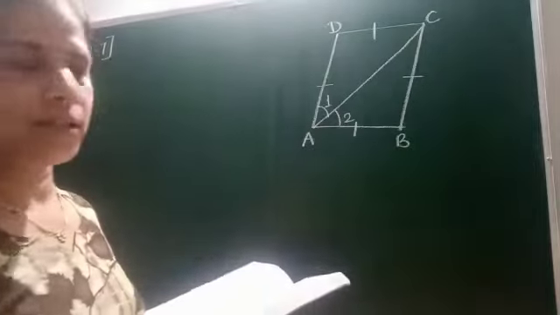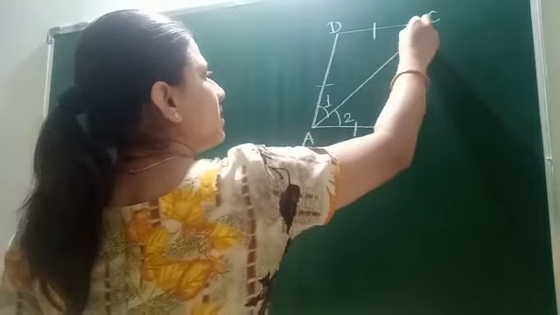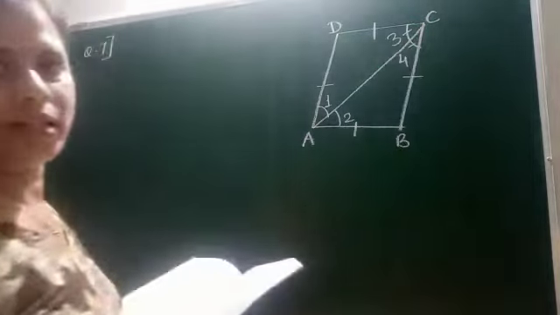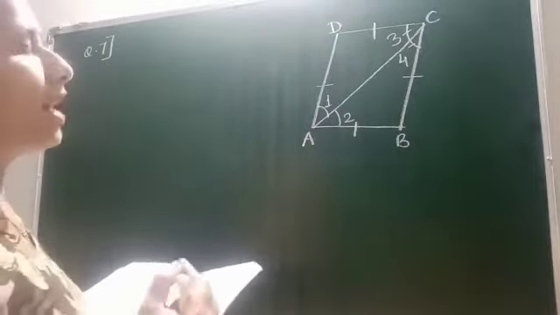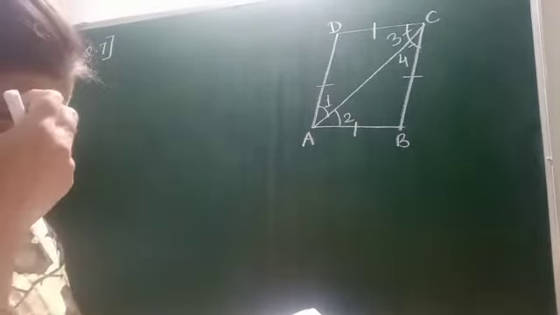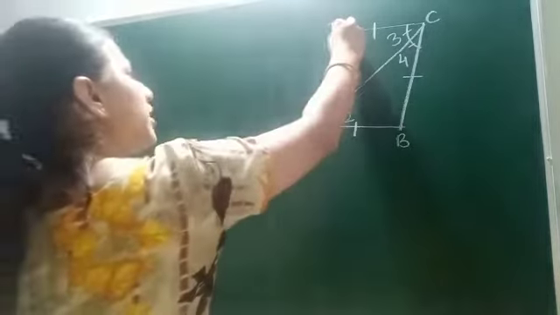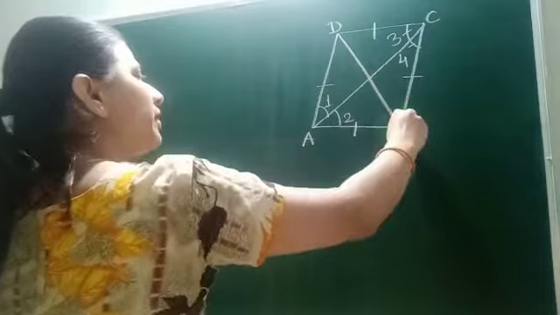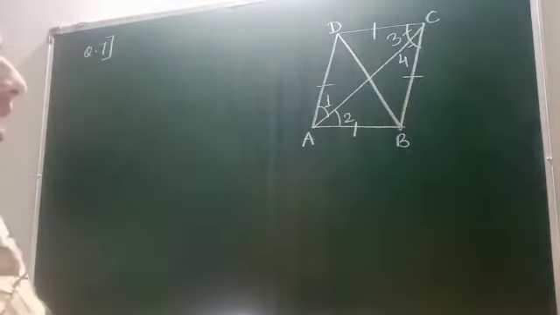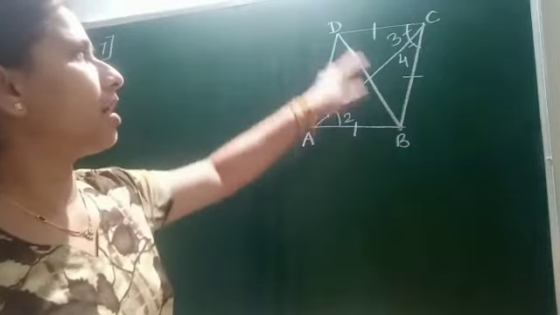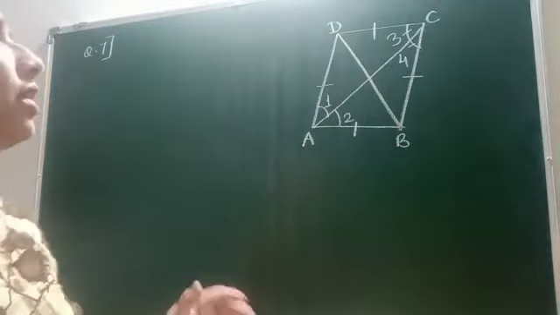It means we have to prove that angle 1 is equal to angle 2, as well as angle C. It means this angle C is also divided into two equal parts. So we have to prove angle 3 is equal to angle 4 also. Similarly, the diagonal BD, now we will join this diagonal BD also, divides angle B as well as angle D. It means these two angles are also divided into two equal parts.